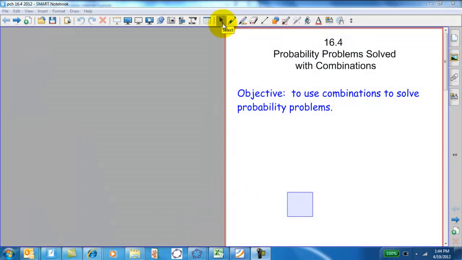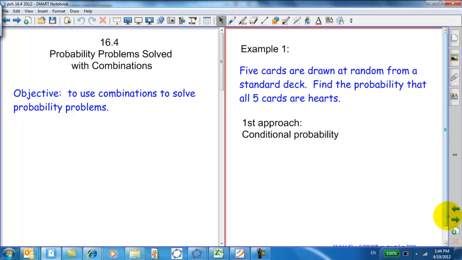Pre-calc honors students, here we go with 16.4, problems solved with combinations. Sometimes probability problems become so huge that it's virtually impossible to list the entire sample space. But we can count up the sample space with combinations quickly. So let's look at our first example.